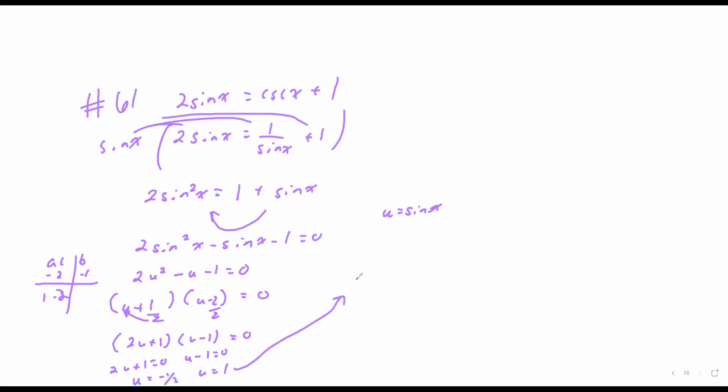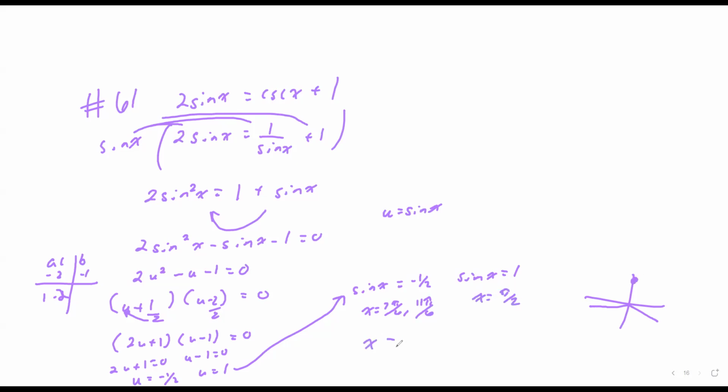Bring the work over here, substitute it back in. So sine x equals negative 1/2 and sine x equals 1. Again, unit circle, sine is a y value, so it's going to be the third and fourth quadrant. 1/2 is small, so it's going to be closer to the x-axis. So that would give you 7 pi sixth and 11 pi sixth. X equals 1 located right here, so that's going to be x equals pi half.